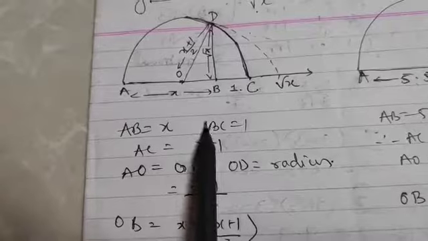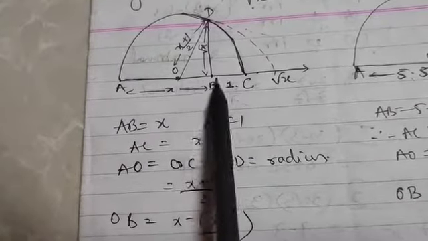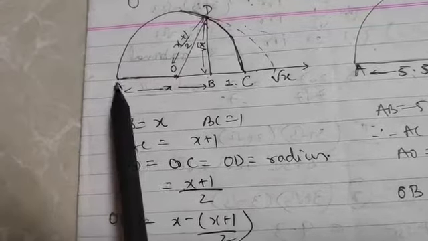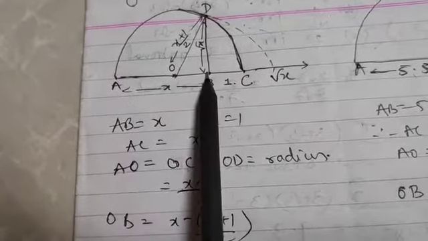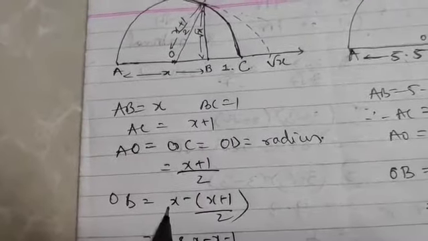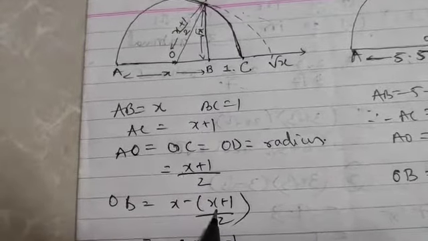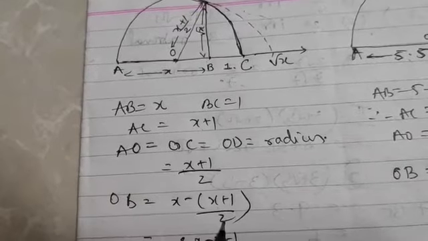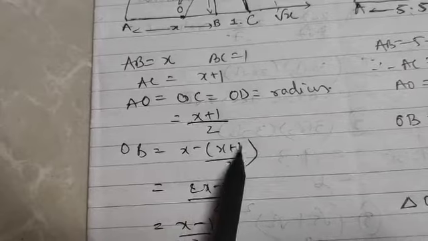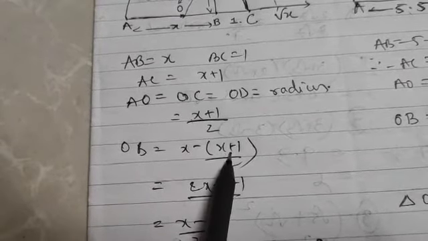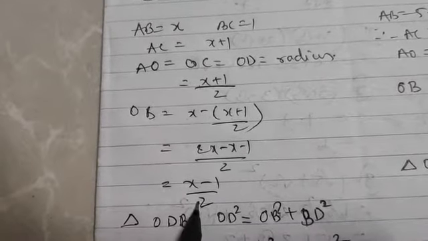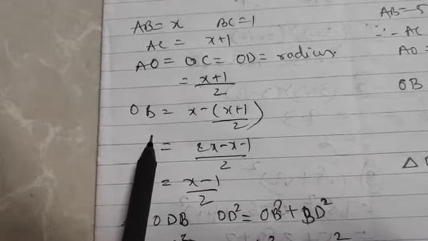Clear? Now if I want to find out what is OB, OB will be how much? It will be full AB minus AO. AB minus AO will be OB. So OB is equal to AB, which is x, minus AO, which is (x plus 1) upon 2. So if you subtract it, you will get, with LCM 2, (2x minus x minus 1). This minus sign will be applicable inside. So twice x minus x minus 1 will give me (x minus 1) upon 2. So OB value I am having with me.